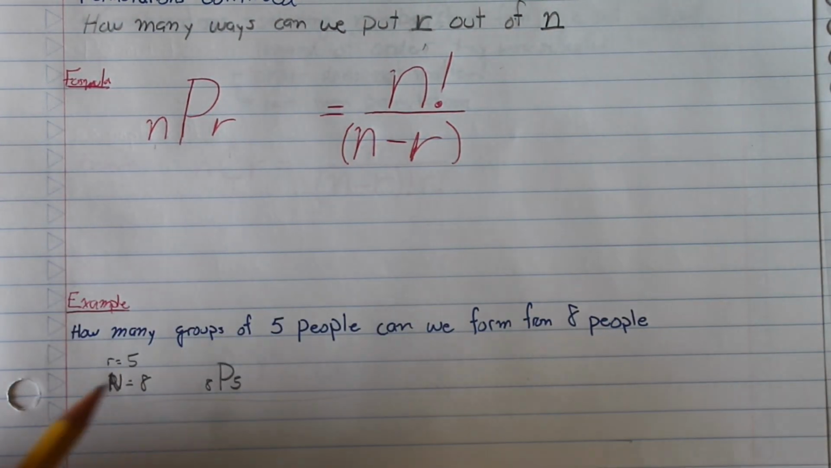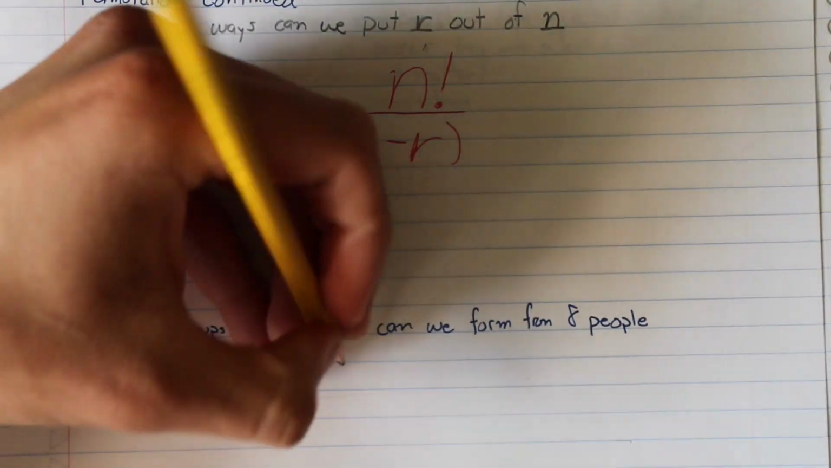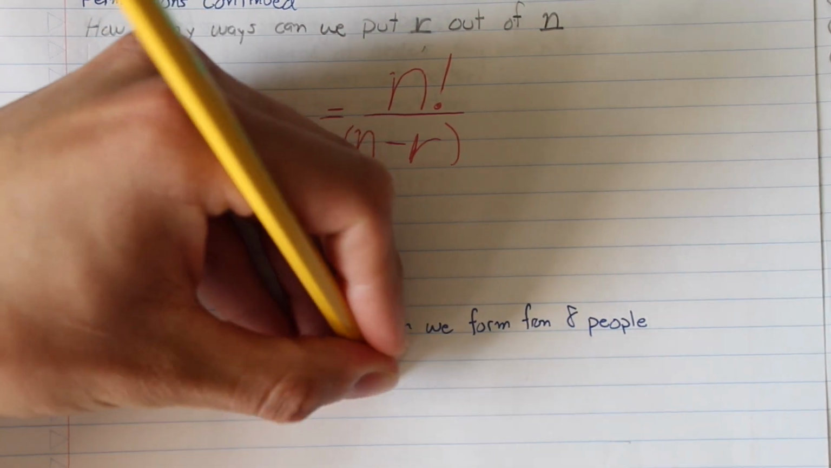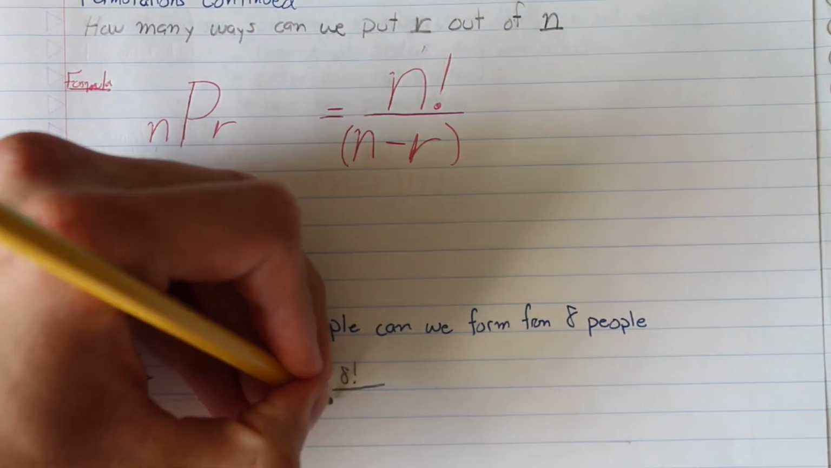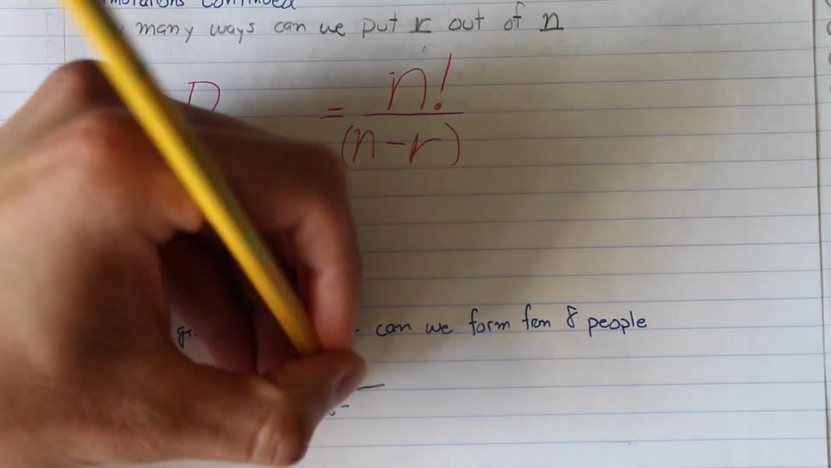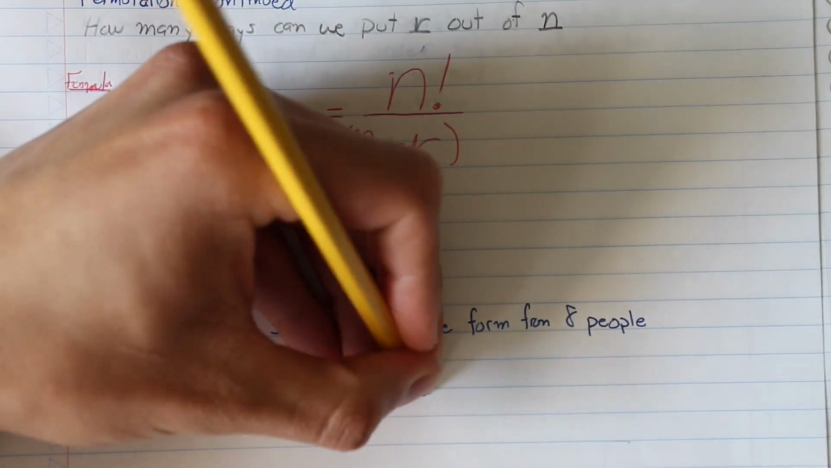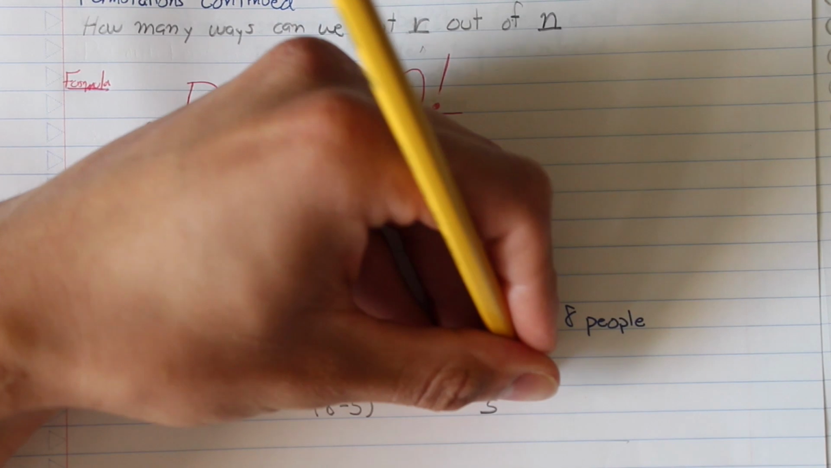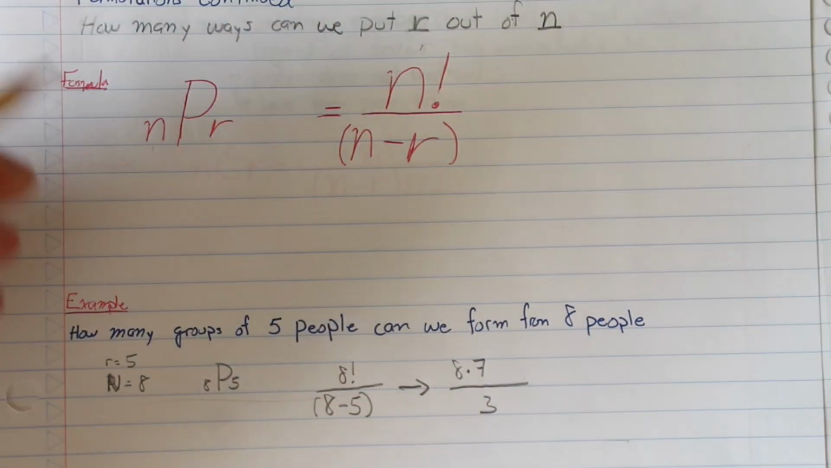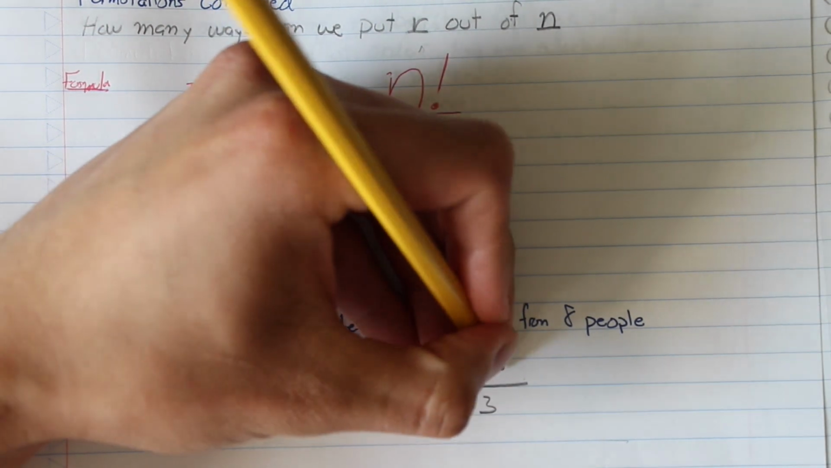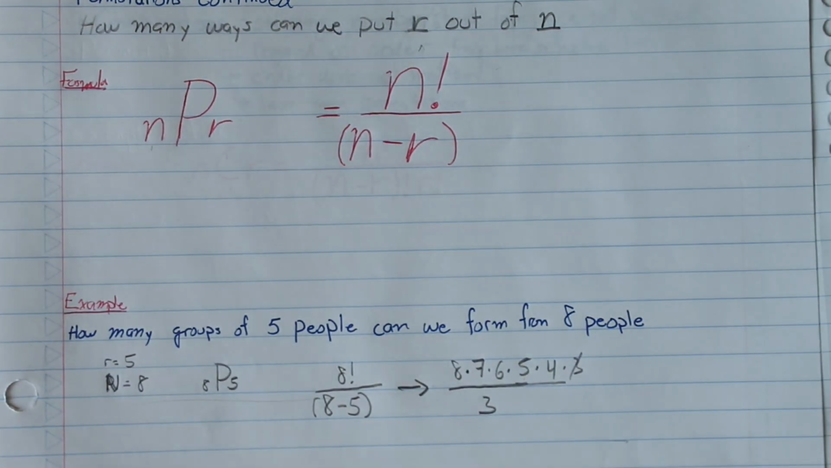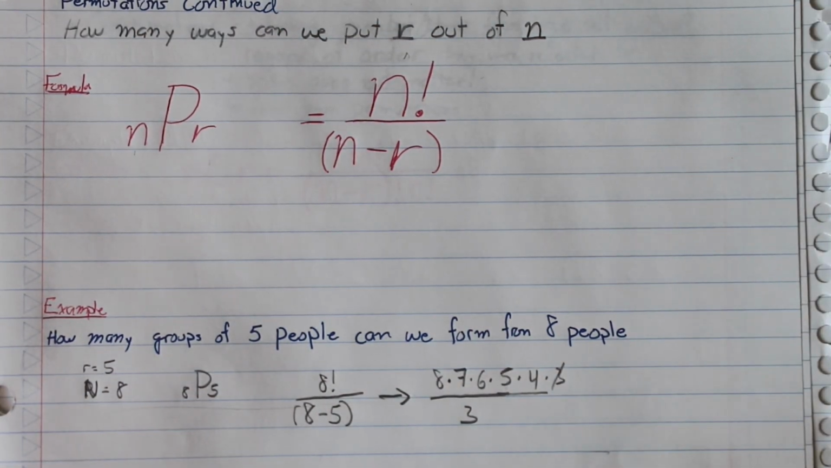Now we're going to do it just like it says in the equation. We have n factorial, so we have 8 factorial over 8 minus 5 factorial, and then we're going to make an arrow, and that's going to be 3 factorial in the denominator, and 8 times 7, because remember this is factorials: 8 times 7 times 6 times 5 times 4 and then times 3. We're just going to leave that like that. We're going to multiply all those numbers together, and I'm just going to do it right here.